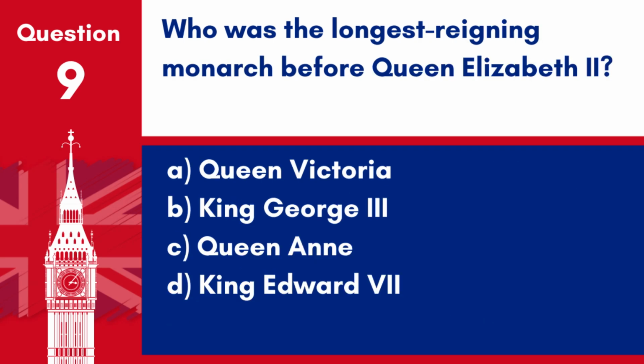Question 9. Who was the longest reigning monarch before Queen Elizabeth II? A. Queen Victoria. B. King George III. C. Queen Anne. D. King Edward VII? Answer: A. Queen Victoria. Queen Victoria was the longest reigning monarch before Queen Elizabeth II, serving from 1837 to 1901.